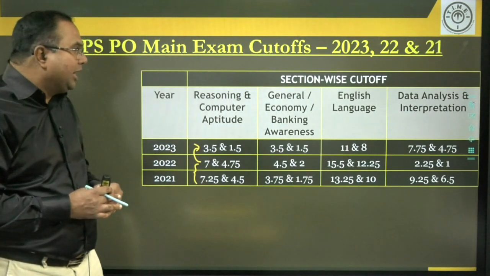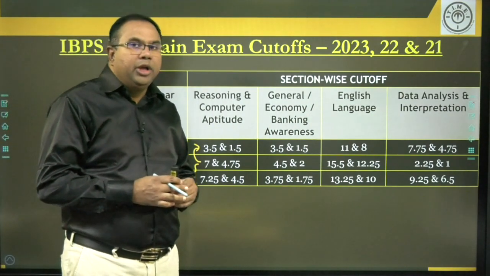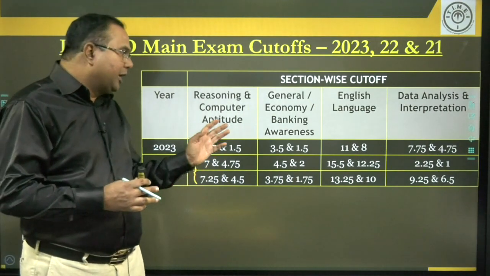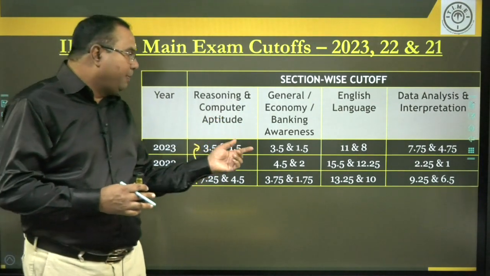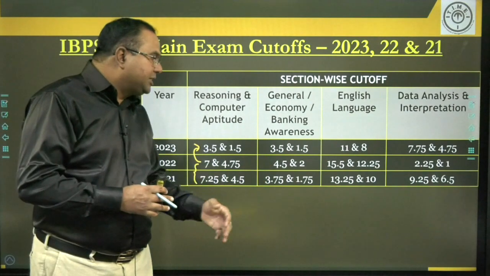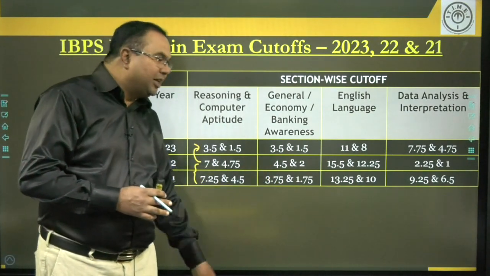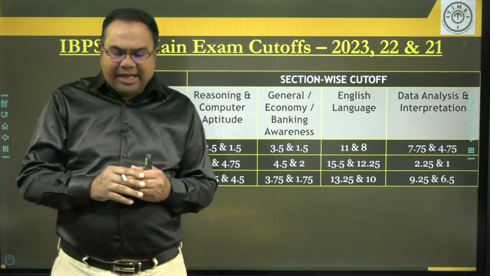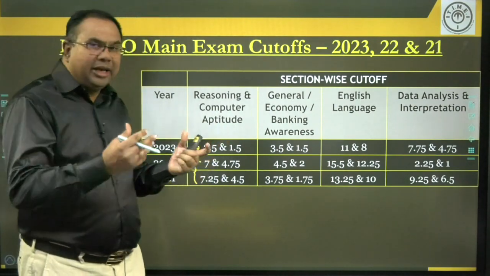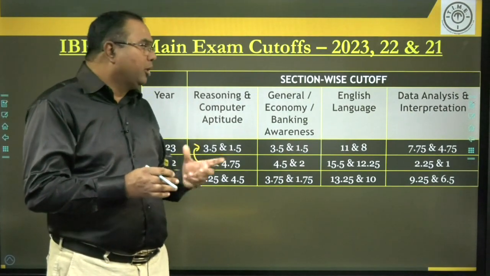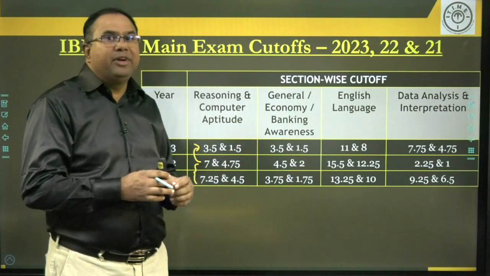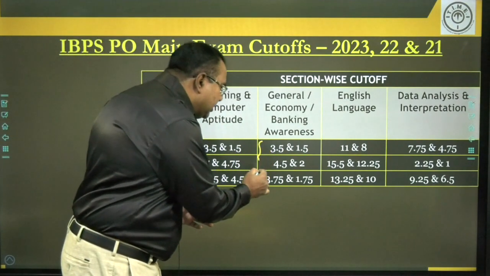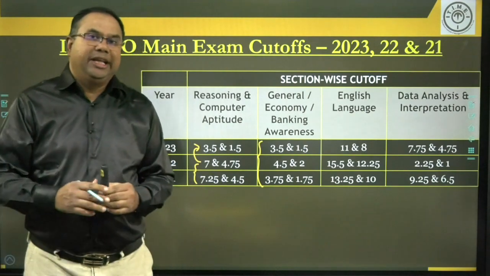Then if you look at general economy banking awareness, you don't see much of a difference in the section wise cutoff. If you compare the last 3 years, 3.5 and 1.5 this year, last year 4.5 and 2, before that 3.75 and 1.75. So the difficulty level of that particular section is at the same level, not much of a difference in the general awareness section, almost the same across the last 3 years.